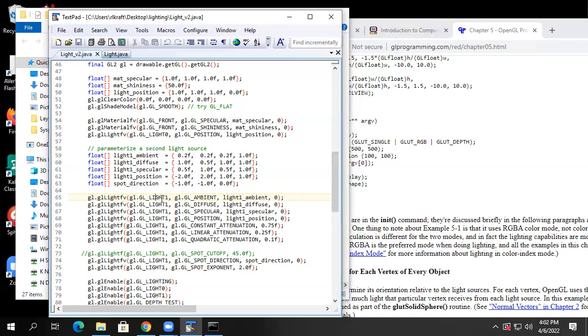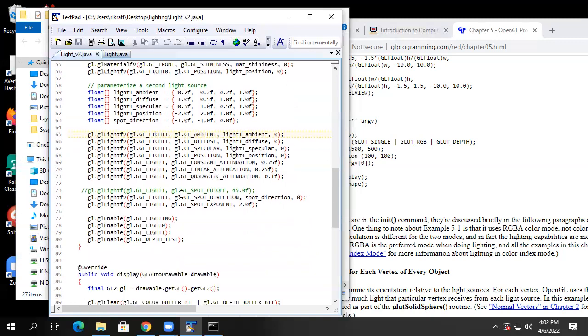Okay. Now then I enable lighting. Then I enable light zero. Then I enable light one. Okay. So let's turn off light zero. Light zero is the one we used before. So turn off light zero.